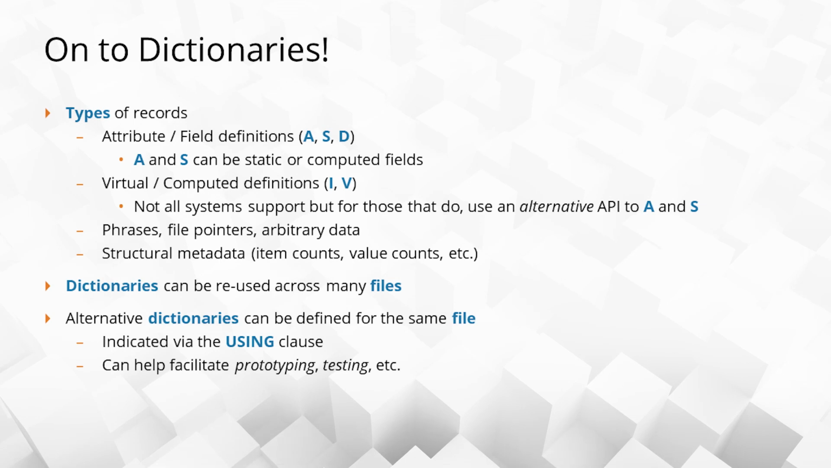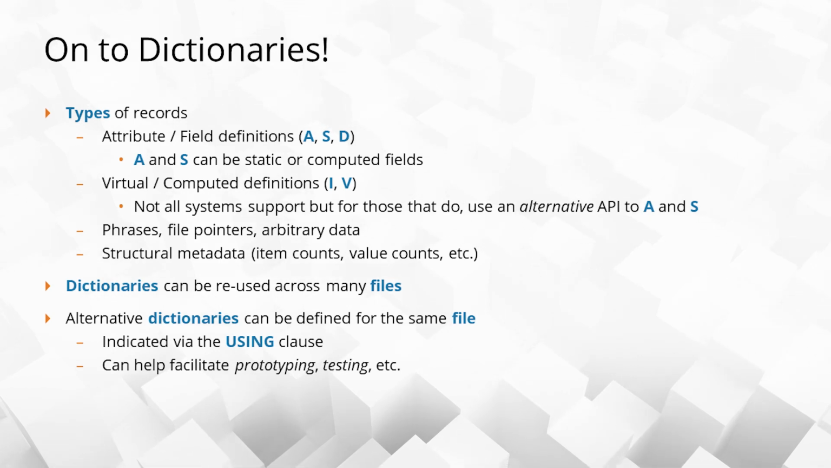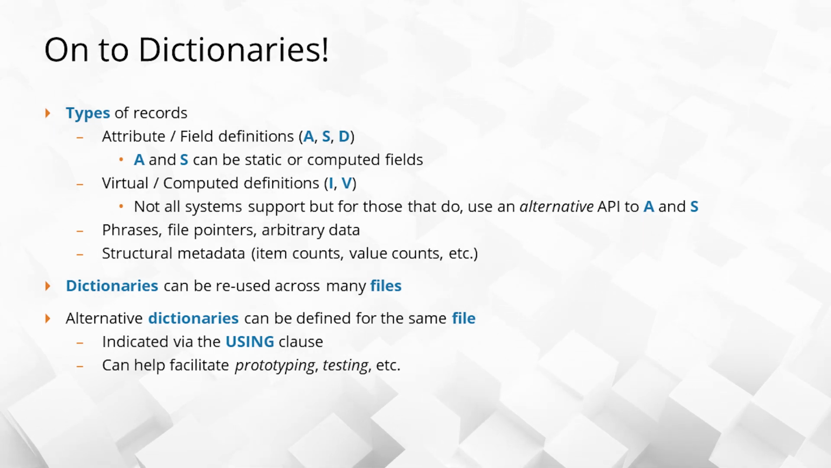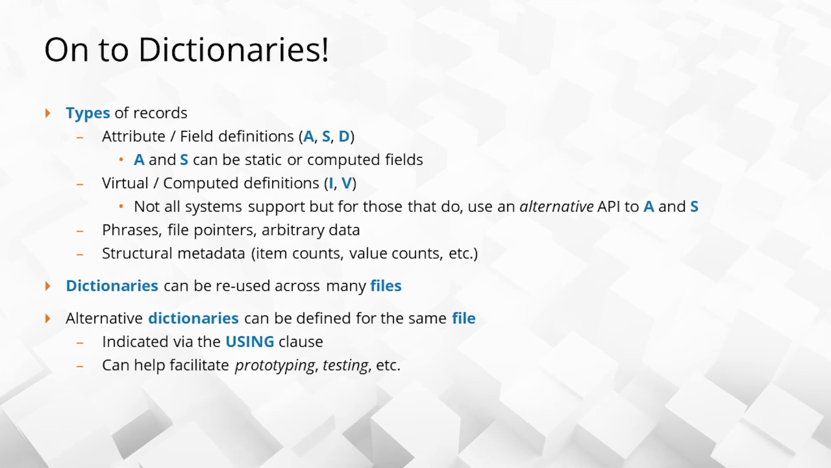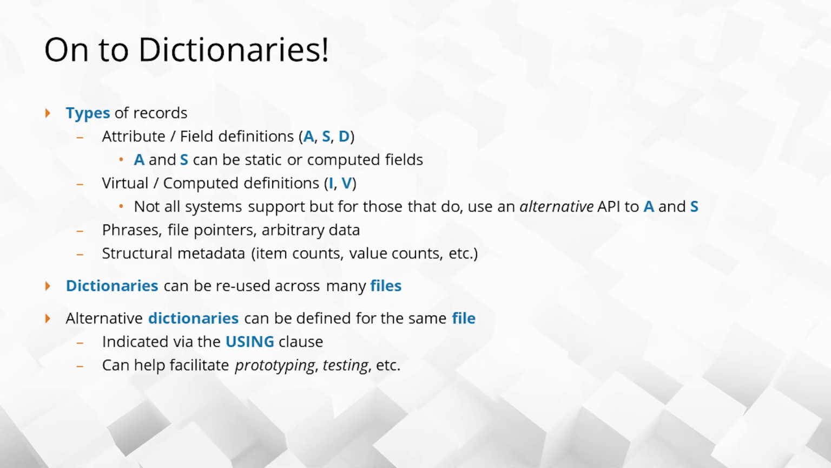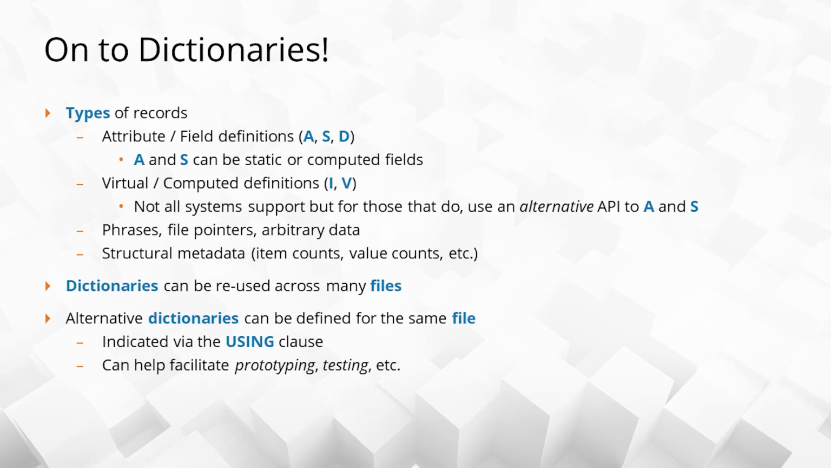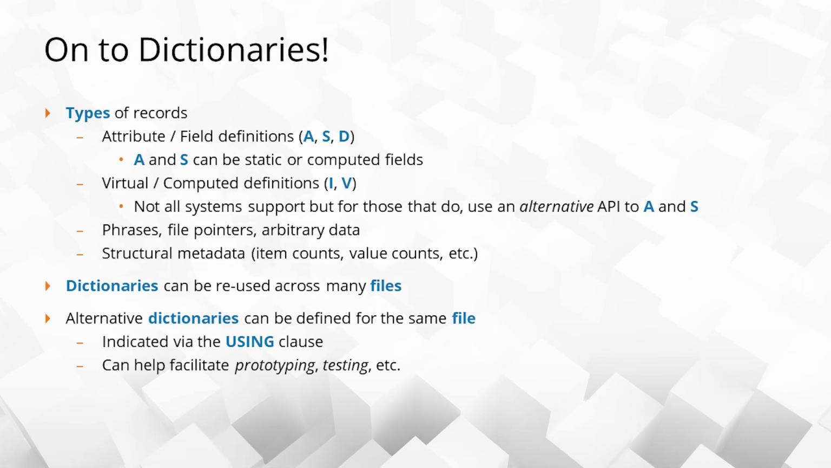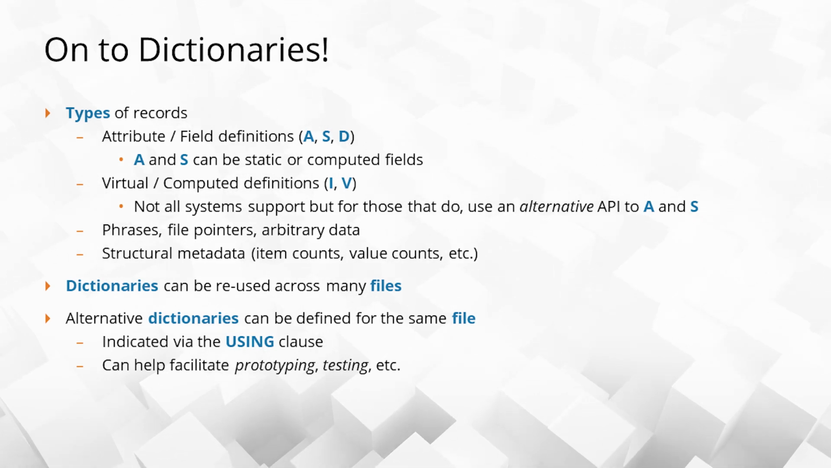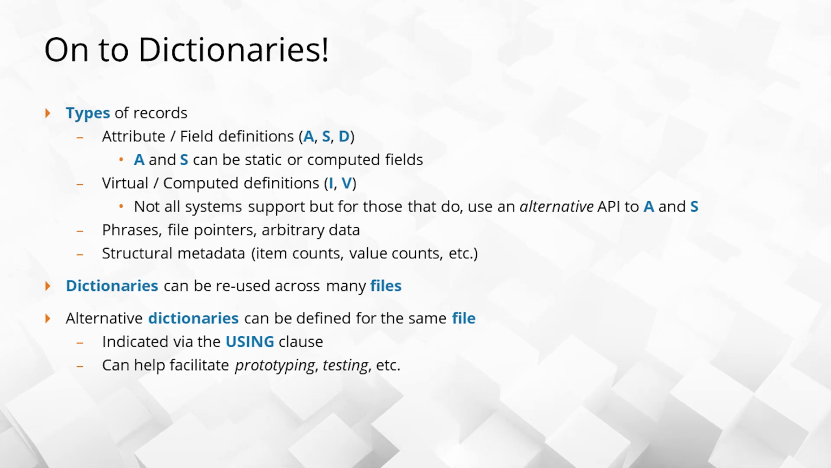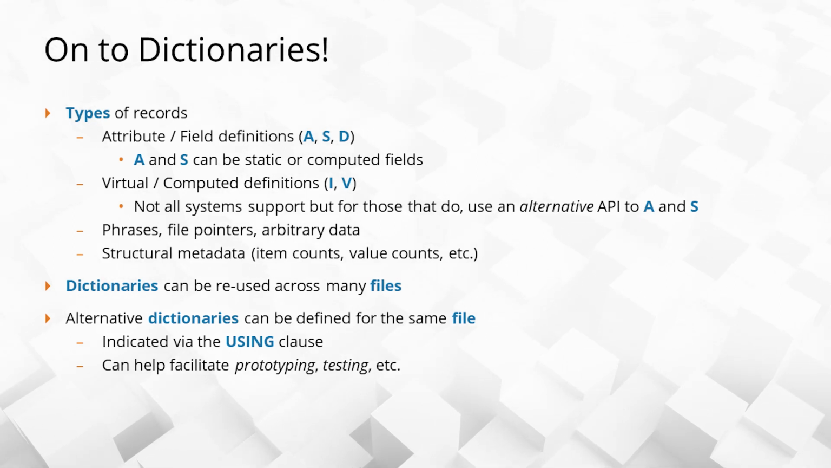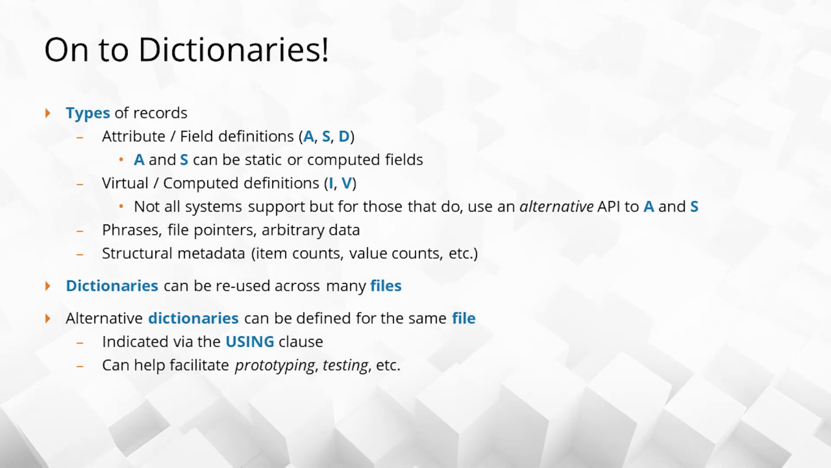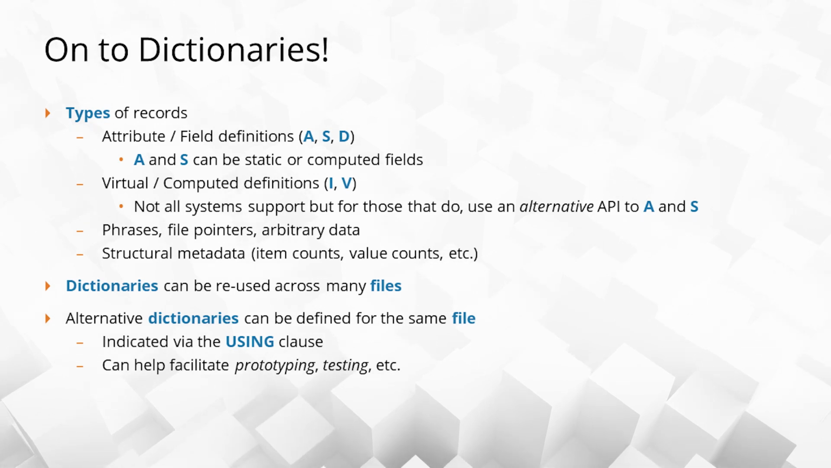On to dictionaries. As we said, dictionaries are just files, and files hold records. The records that we normally put in our dictionary would define our data. And there's a code on the first line of the dictionary records. Typically for data definition, the code is A or S or D. For a computed field, the code is usually I or V, but we could also have A or S have a computed field, and we'll talk about those in a little bit. Some systems support all of these, some only support A and S, and we'll talk about which systems are which.